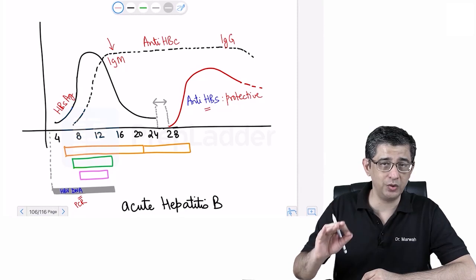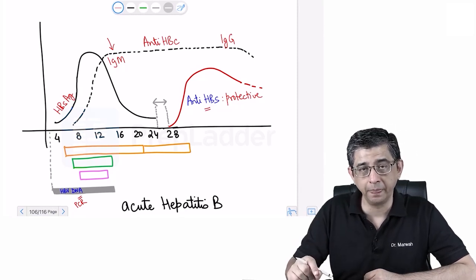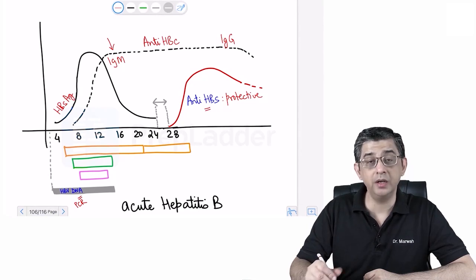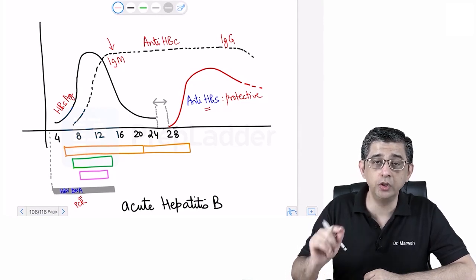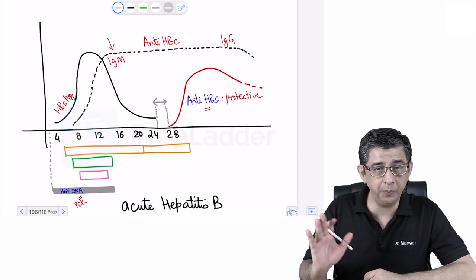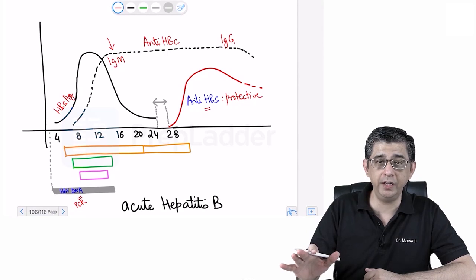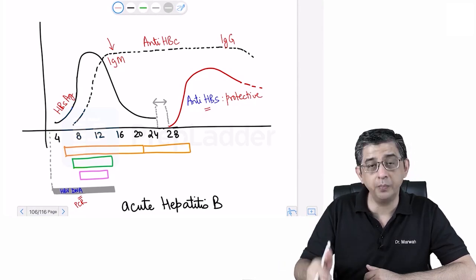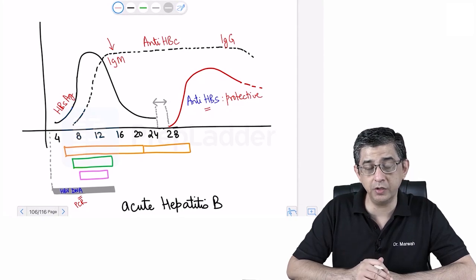If a person gets a natural infection with hepatitis B, then this antibody can appear by itself without the use of any drugs. Recovery is the rule in hepatitis B. In 90% of cases, you don't need to give antiviral drugs. The antibody will appear on its own. The jaundice of the patient will resolve.